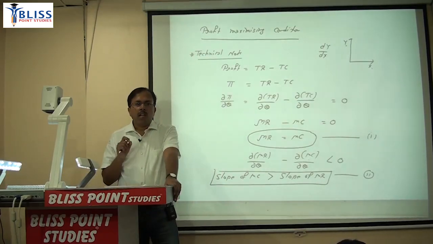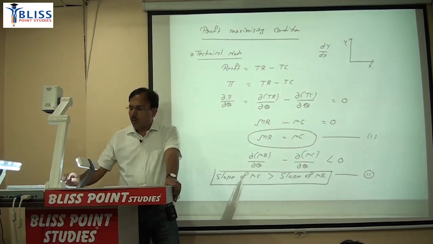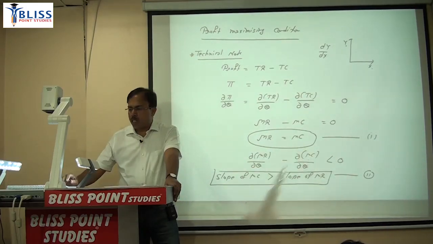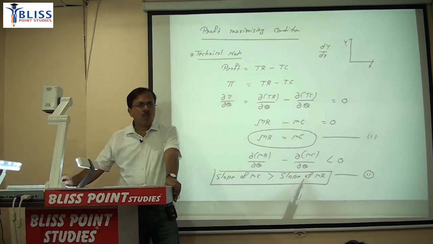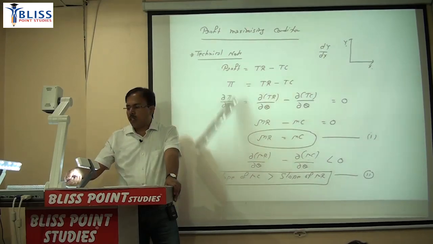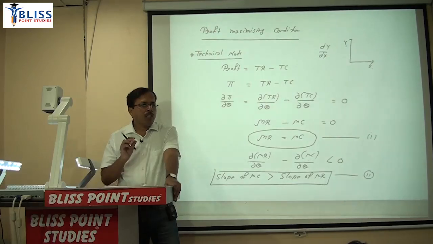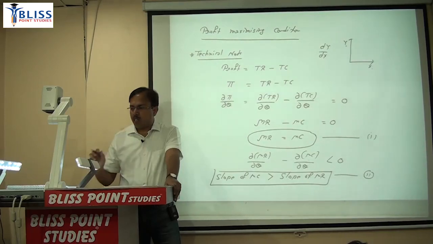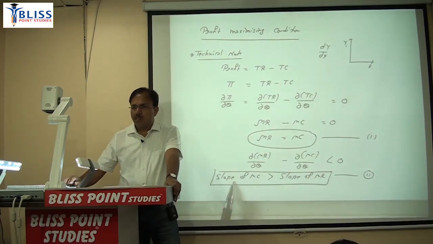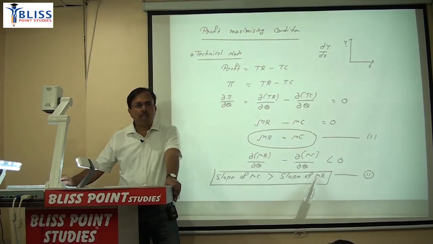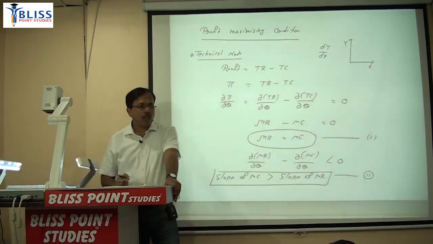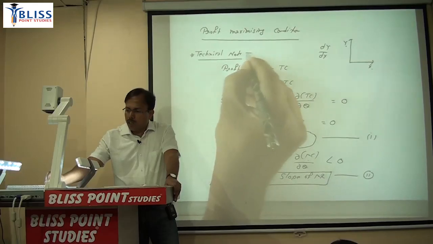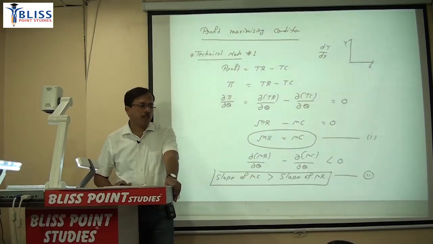So in the paper, if you have to write the profit maximizing condition, you will just write two conditions. First, MR equal to MC, and second, slope of MC greater than slope of MR. Don't show it in differentiation form. That means I will just write one sentence: the profit of the firm gets maximized when the following conditions are satisfied. First, MR equal to MC, and second, slope of MC greater than slope of MR. Don't show this mathematical derivation. So this is your technical note number 1, first point.